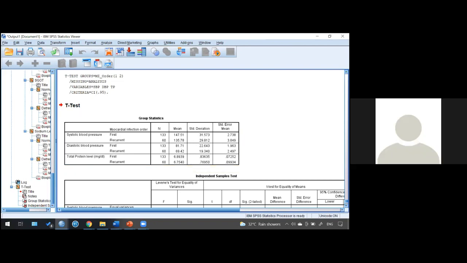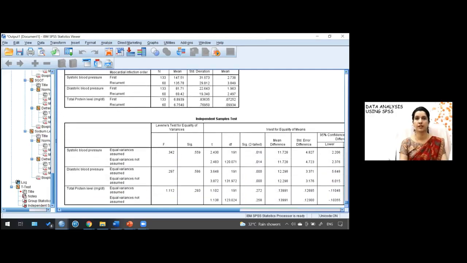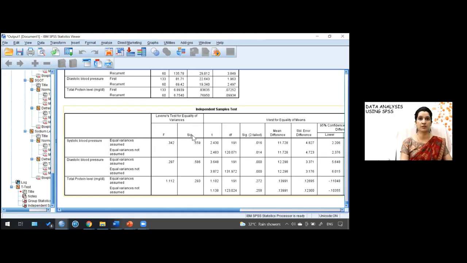So now if I go down, you can see there is this Levene's test of equality of variances. You see one where equal variances are assumed, and second is equal variances not assumed. So in every column, you see there is equality of variances assumed, and the second is equality of variances not assumed. And you have to comment on the significance value. So this significance value you can see in all the cases is more than 0.05. So that's why Levene's test of equality of variance is met.